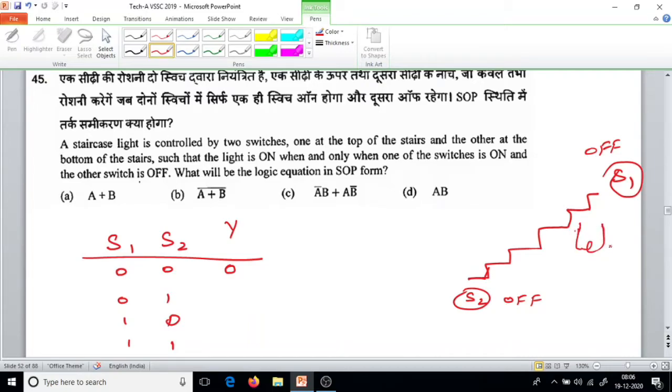Let's assume this is our bulb. Light is off. When any one of the switches is on, the light is on. Here also one of the switches is on. When both are on, the light is off, that is 0. So this represents an XOR gate. This staircase switching represents an XOR gate. So already we saw the equation for an XOR gate: A bar B or A B bar. So the answer is option C.